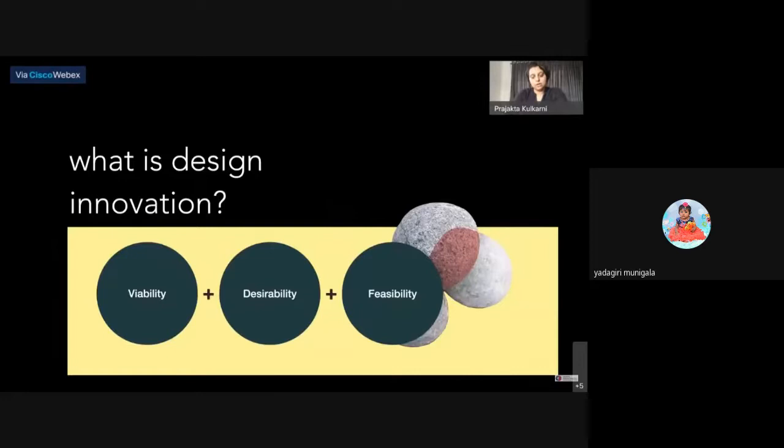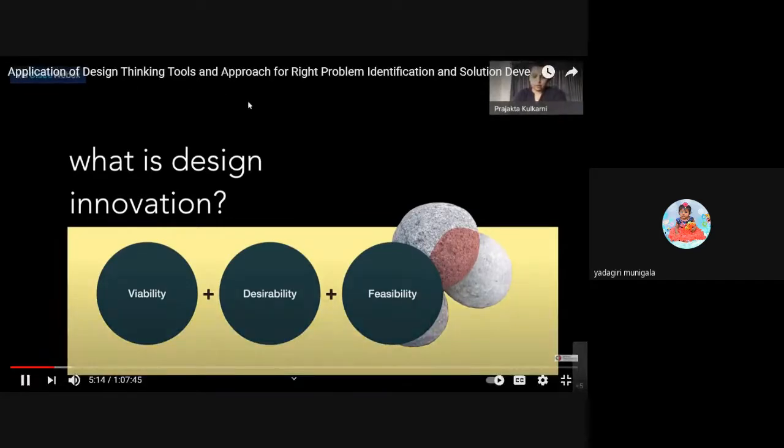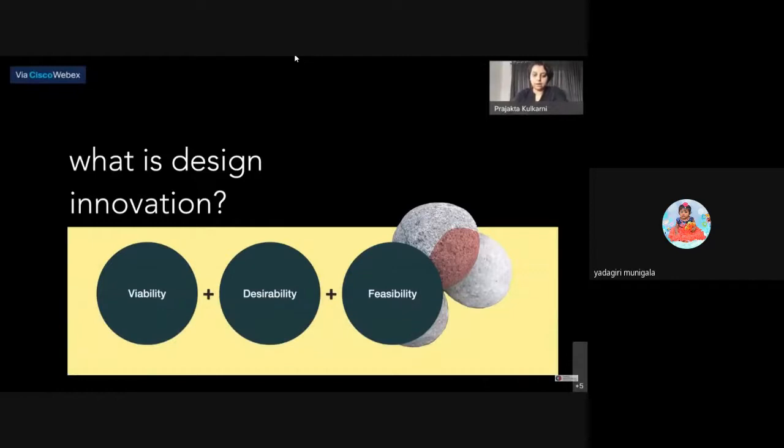Design innovation is what comes out of design thinking, I would say, but it is something that combines viability, desirability, and feasibility all together. And that's something that I will be focusing on in the next part of the session. So I'll continue to talk about viability, desirability, and feasibility in the next part.